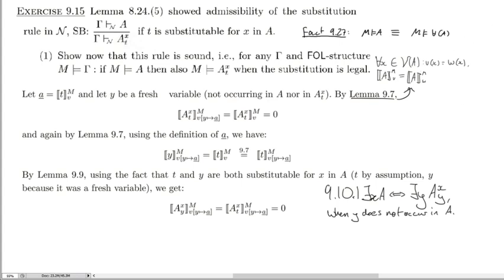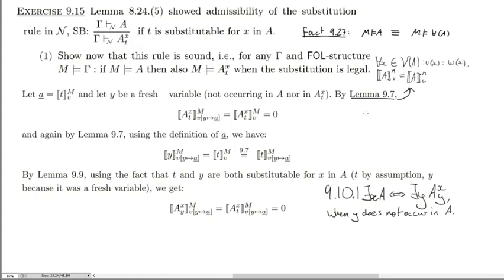Lemma 9.7 tells us that for every free variable X in A, for valuation V and valuation W, if they're the same for every X where X is a free variable in A, then A under MV is the same as A under MW, because all the free variables are mapped to the same thing under these valuations. So these valuations are essentially identical with respect to A.